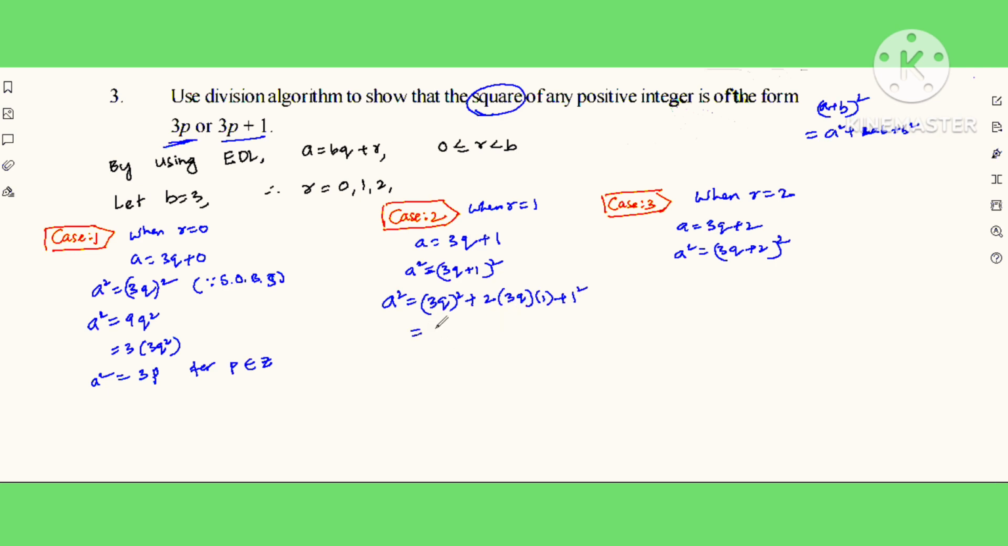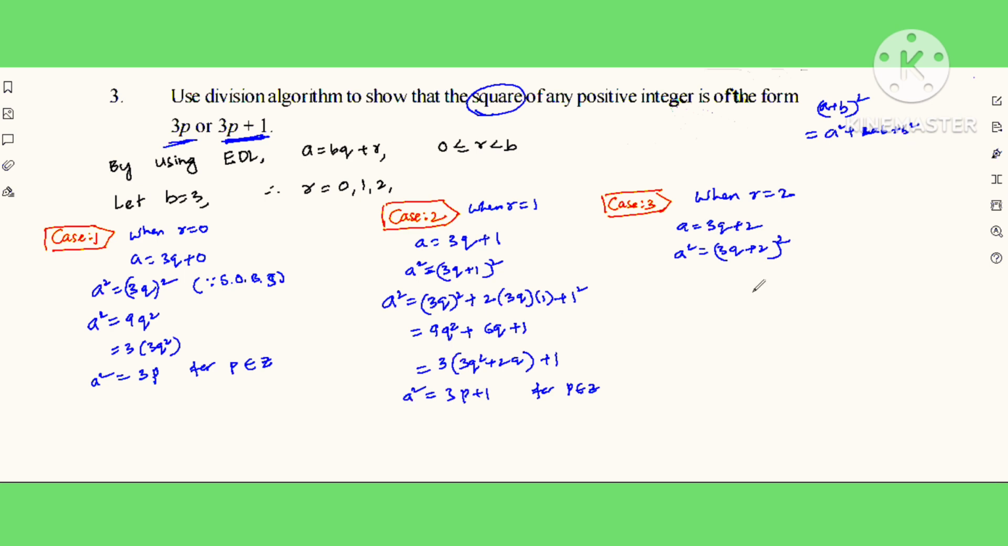Now what do you get here? 9q square, 2 times 3 is 6q, plus 1. Now here which form do we get? We get 3p plus 1 or 3p. So you can observe here plus 1 is there. So we get exactly this form. So we take 3 common in the first two terms. 3 into 3q square plus 2q. Okay. So here this is some integer, 3 into p plus 1, for p belongs to Z.